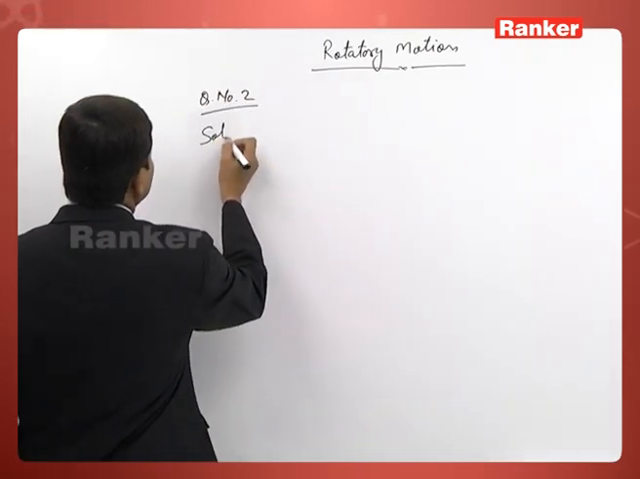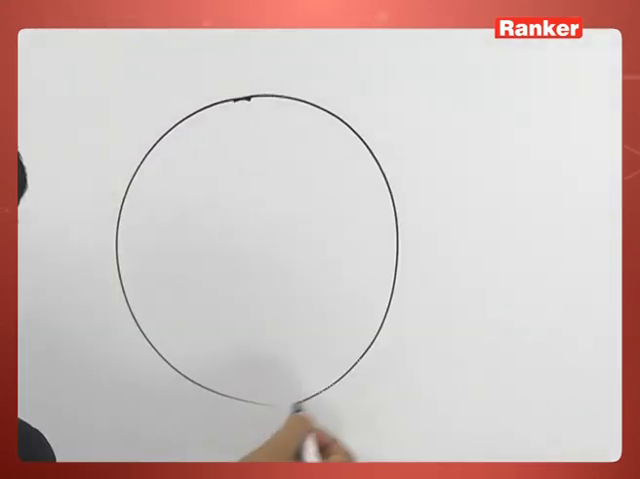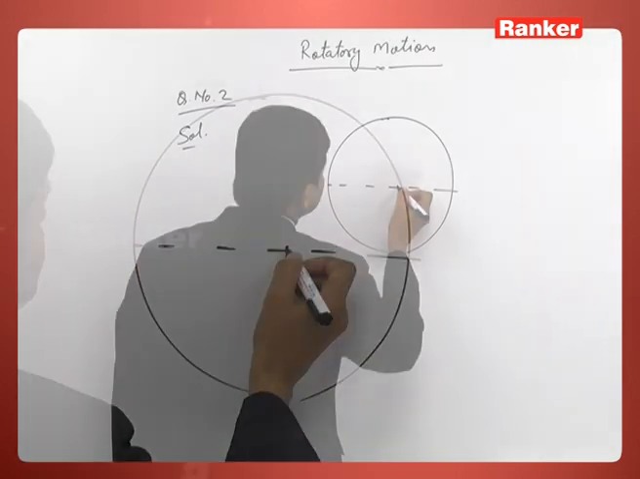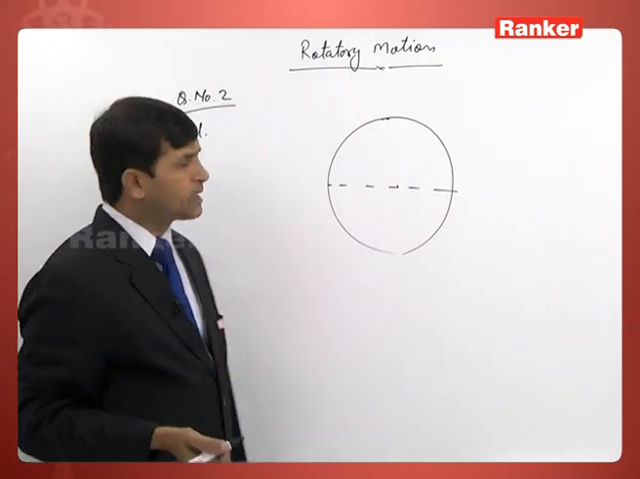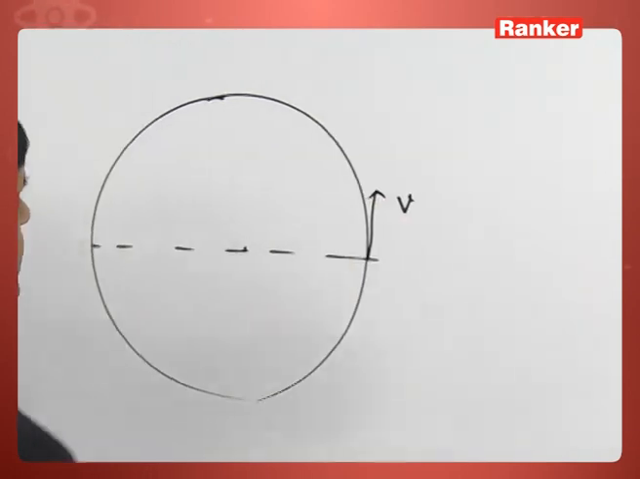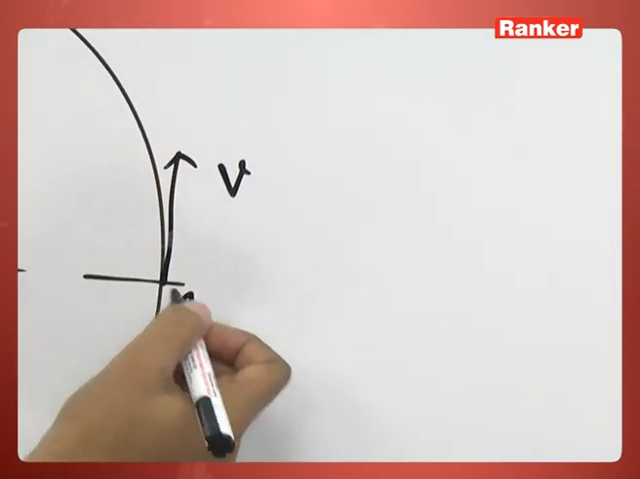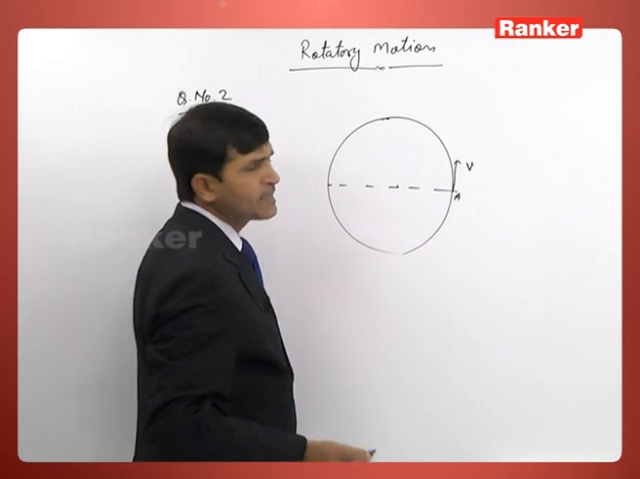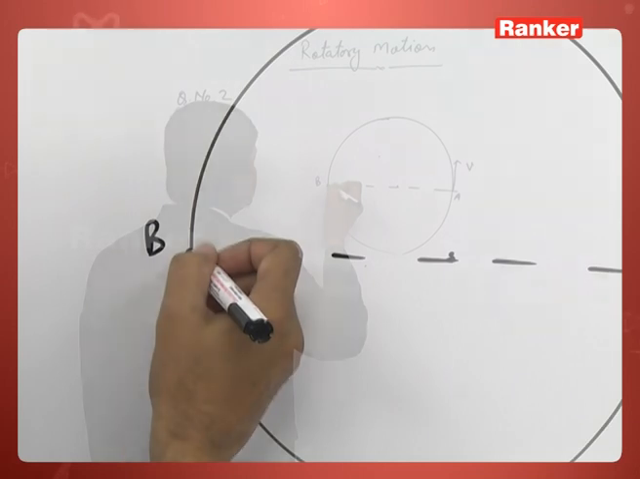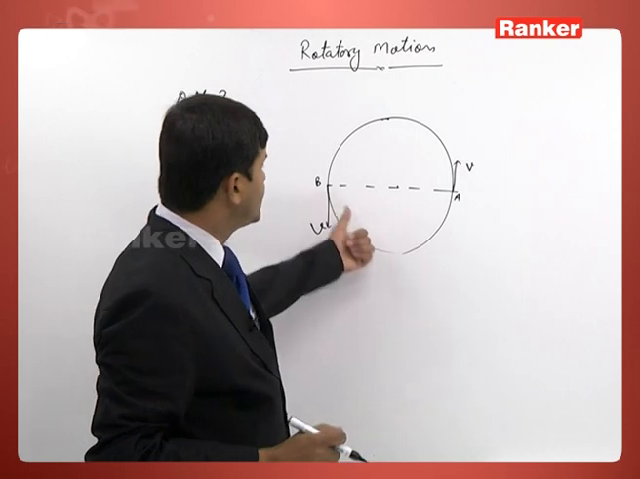As per the question, a particle of mass m is moving in a horizontal circle with velocity v. Let this be the velocity v. When the particle reaches the diametrically opposite point, let it start from A and the diametrically opposite point be B. Here the particle has velocity in the downward direction, in this manner.